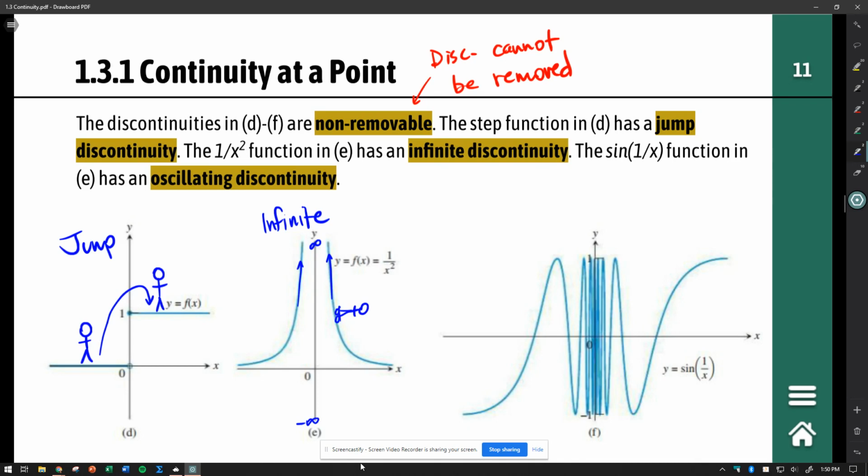And then finally, in part F, we have an oscillating discontinuity. What happens in F is, as we get closer and closer to 0 on the x-axis, this function jumps up, down, up, down, up, down, oscillating between 1 and -1. And so this function never levels off and behaves well towards the x value of 0. So those are the types of discontinuities.